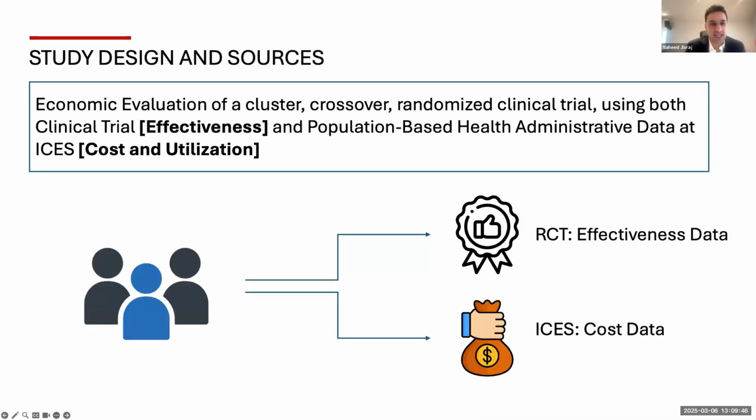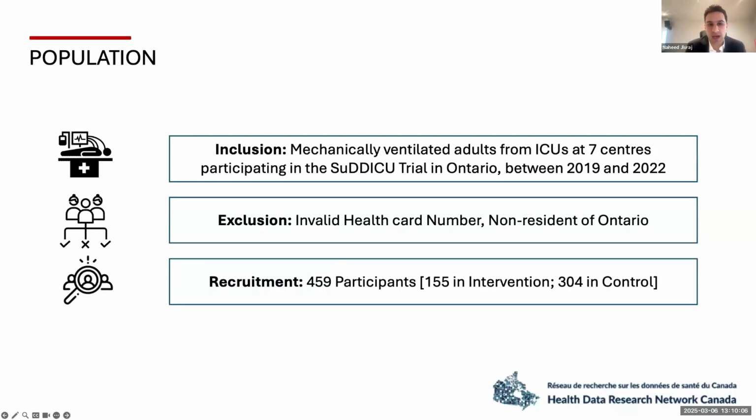So in terms of our study design and sources for this economic evaluation of the cluster crossover trial, we're using both clinical trial data to get the effectiveness data and population-based health administrative data at ICES for cost and utilization. The population of interest are the mechanically ventilated patients who were included in the SuDDICU trial, but only in Ontario. So the 7 centers in Ontario between 2019 and 2022. We only excluded patients if they couldn't be linked to health administrative databases, so if they had an invalid health card number or if they were a non-resident of Ontario.